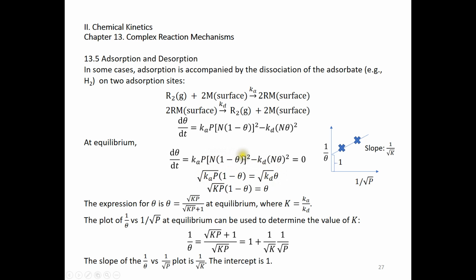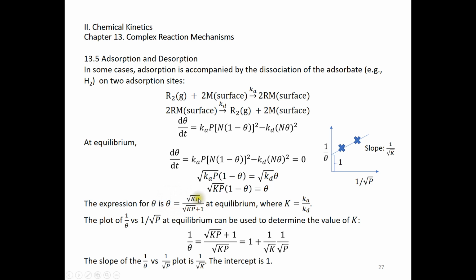We take the square root of both sides, and then we get the square root of K times P, multiplied by 1 minus theta, equals the square root of KD times theta. Now again, this uppercase K is the equilibrium constant for the adsorption desorption process. The uppercase K is the rate constant k sub A over the rate constant k sub D. Then we have this equation, the square root of Kp times 1 minus theta equals theta. We reorganize this equation. Theta is the square root of Kp over the square root of Kp plus 1.